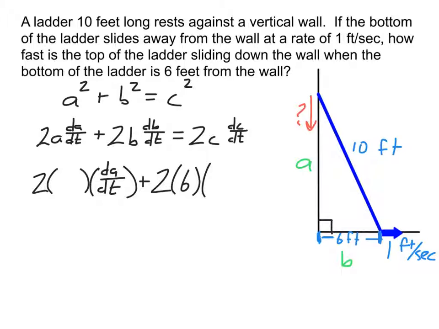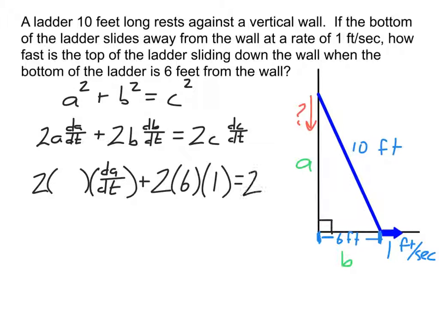Do I know what that is? That is how fast b is changing. So yes, that is 1, because b is changing by 1 foot per second. Remember, the bottom is sliding out at 1 foot per second. We do know what C is.